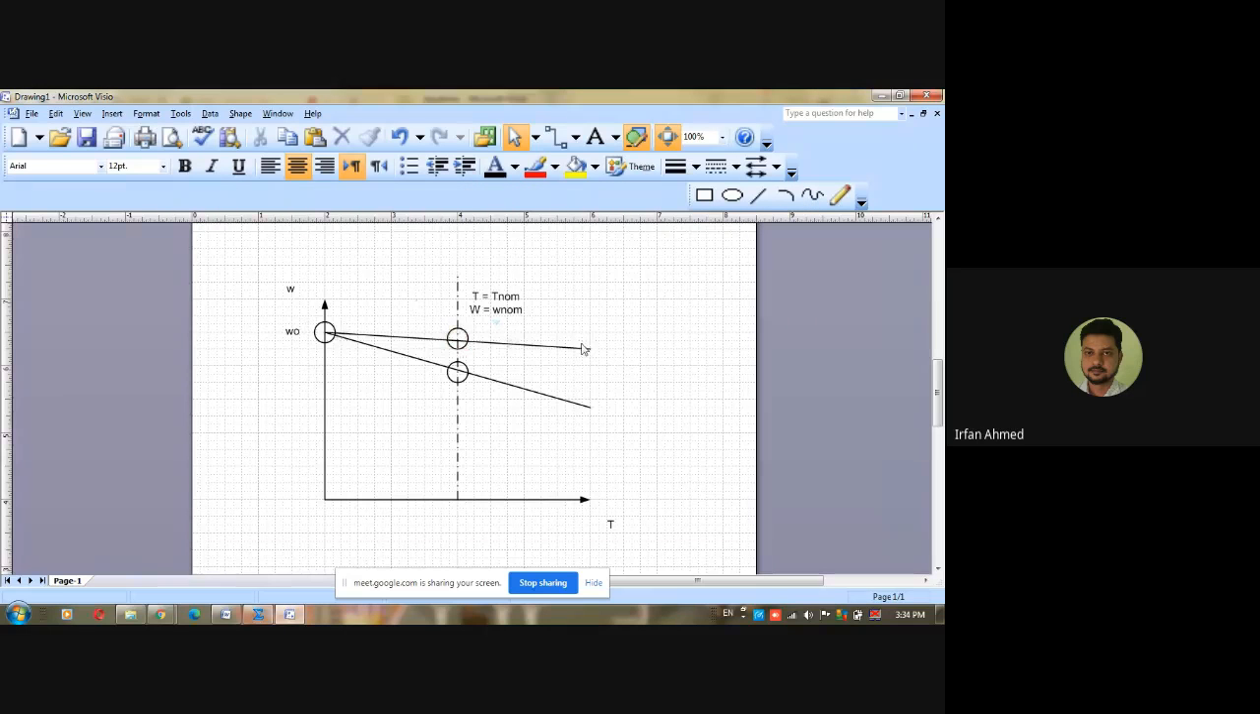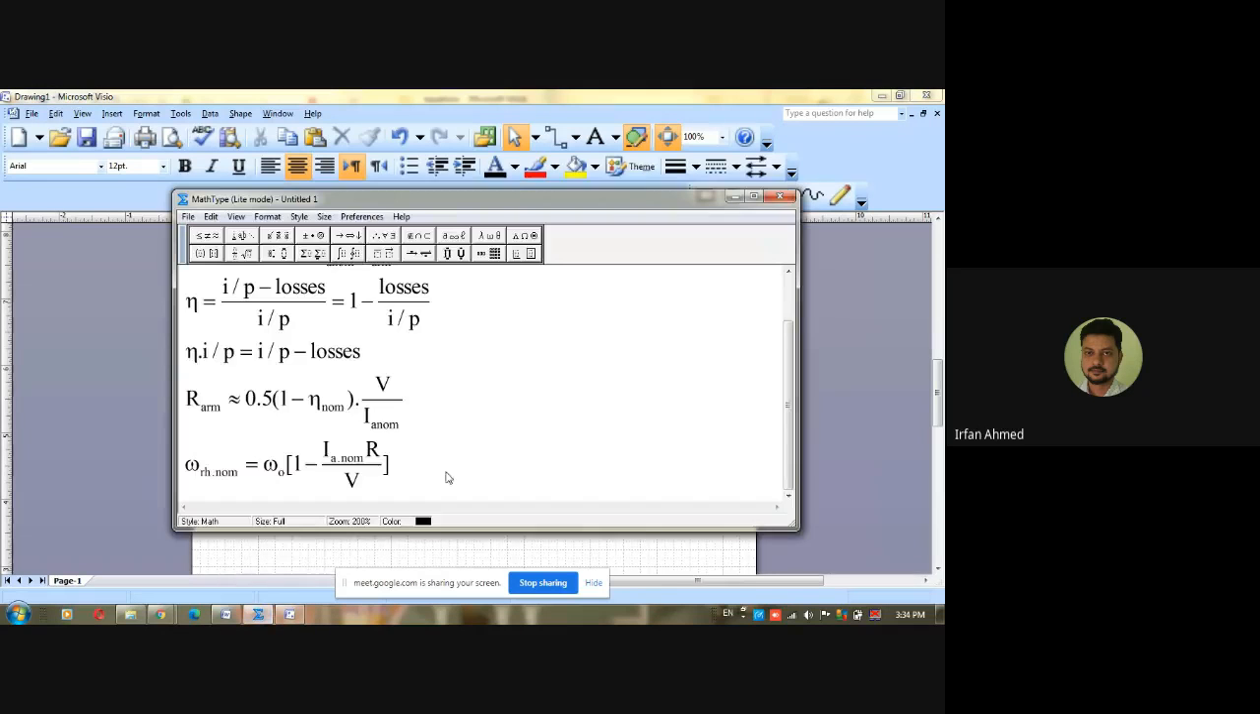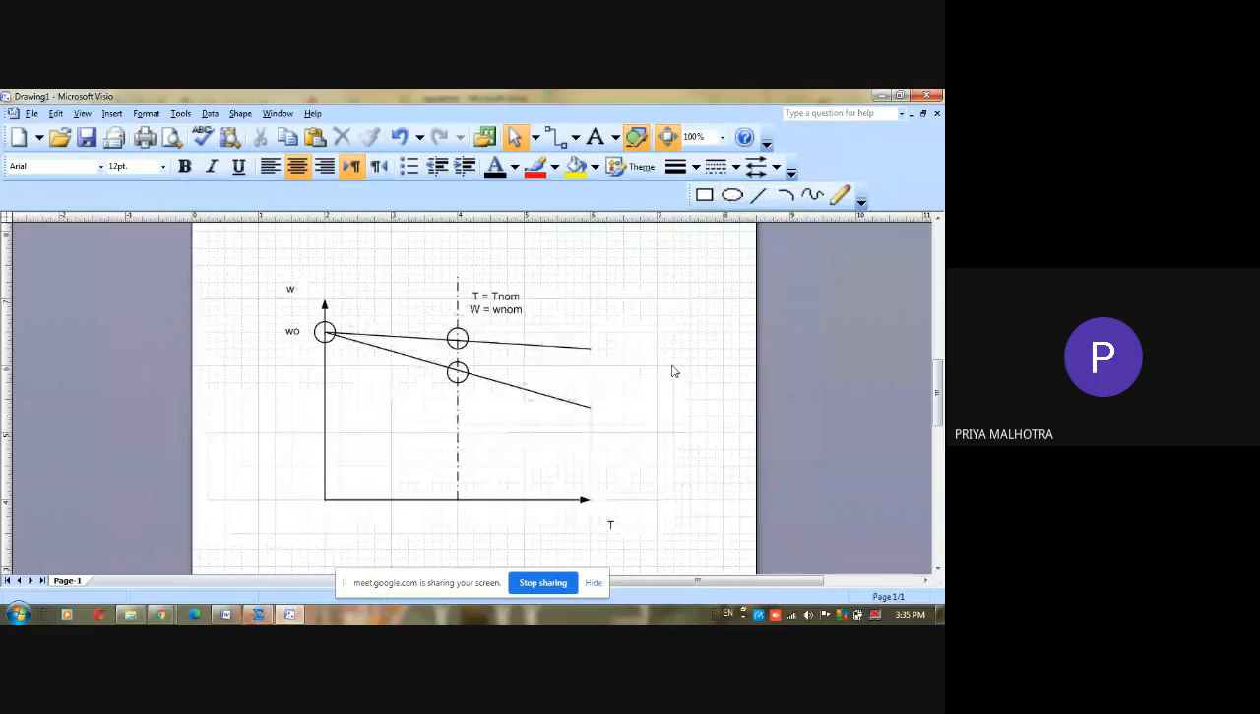What has changed here as compared to the above line? As compared to this characteristic, what has changed in this equation? Omega 0 is still same. The rated current is still the rated value. V is still the supplied voltage. R, but earlier R was only the armature resistance. Now R is the armature resistance plus the rheostatic resistance. As the resistance increases, the slope is increasing.